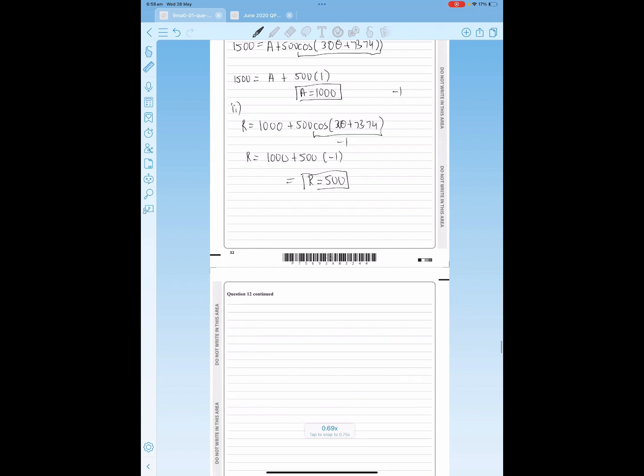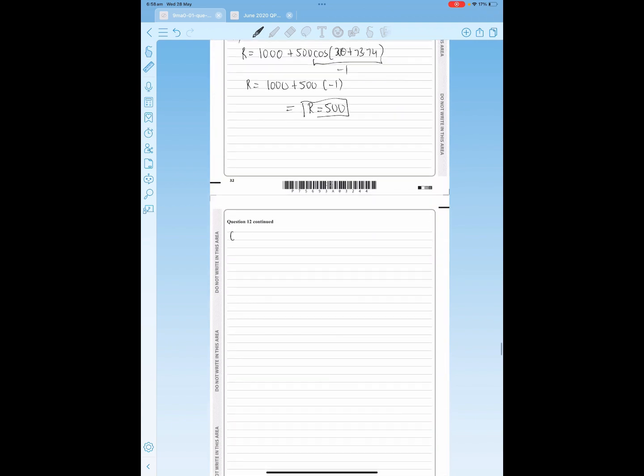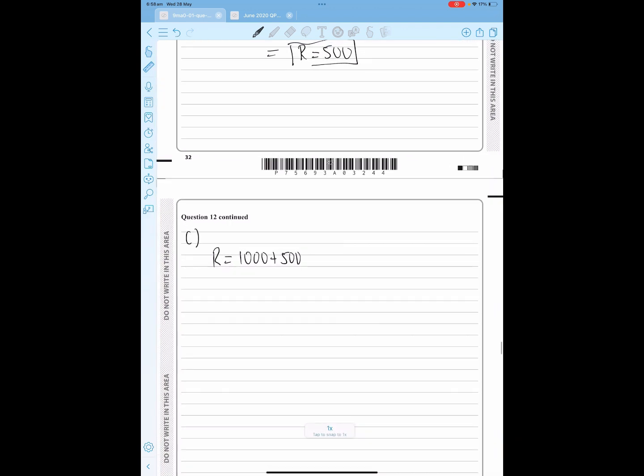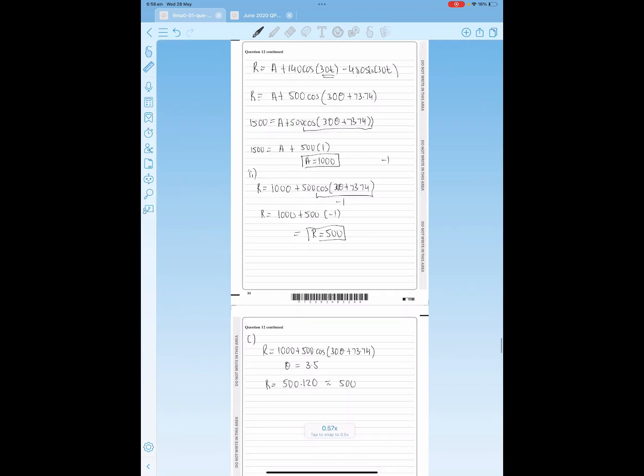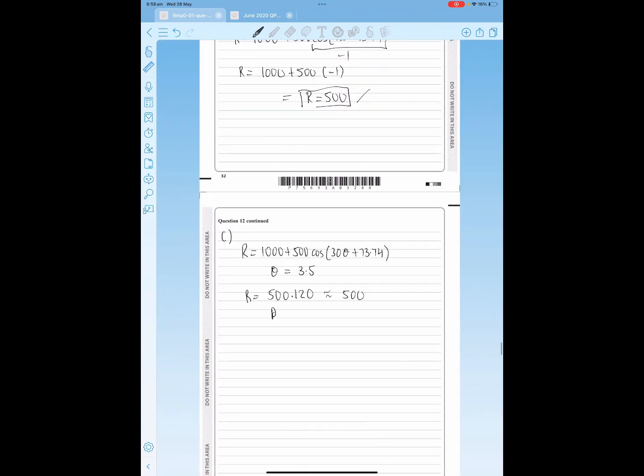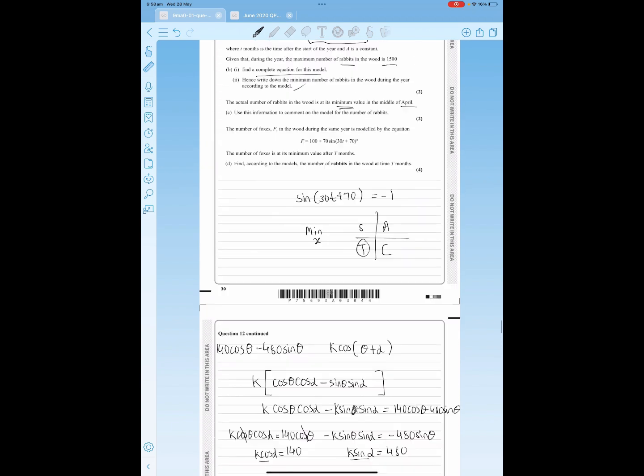So we know our model, is this part C? Yep. Okay, so we know our model was R is equal to 1,000 plus 500 cos 30 theta plus 73.74. We know theta will take a value of 3.5. And now let's sub it in our calculator and see what we get. 500 cos 30 times 3.5 plus 73.74. We get a value of 500.120, and that's approximately 500, which is the minimum we calculated in the previous part. So we would say the model is reliable, and that's part C.